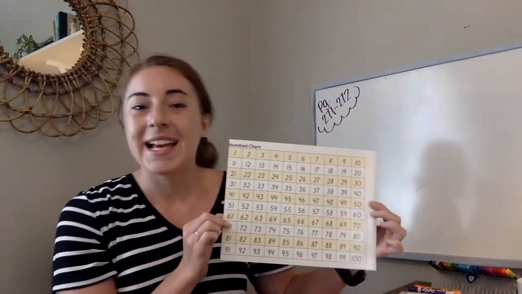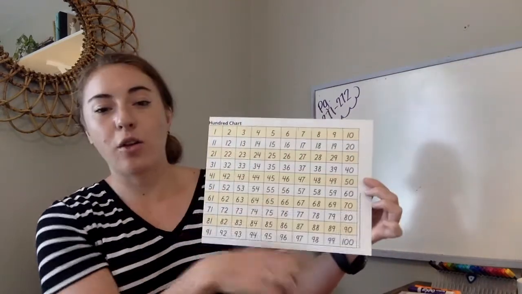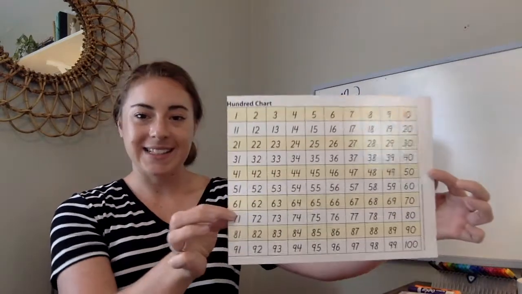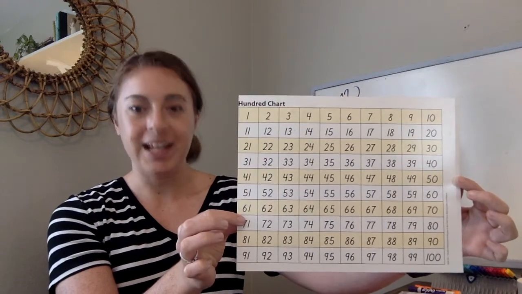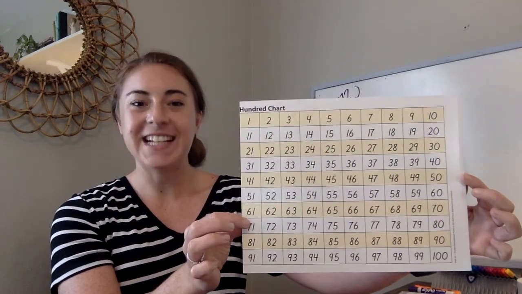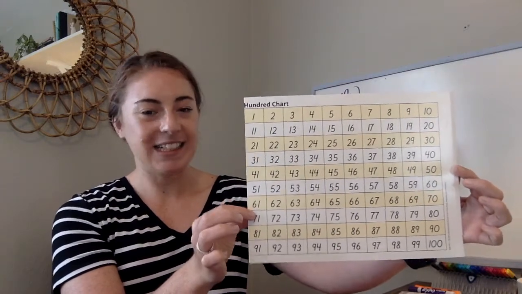Good job. Now, before we start practicing writing our numbers, let's count one more time by tens from 10 all the way to 100. Ready, set, go. 10, 20, 30, 40, 50, 60, 70, 80, 90, 100.